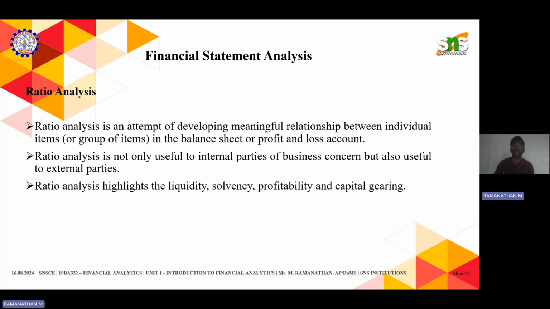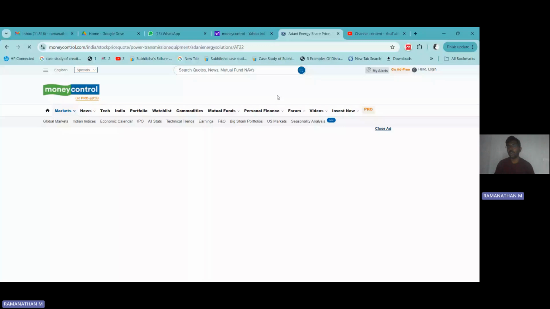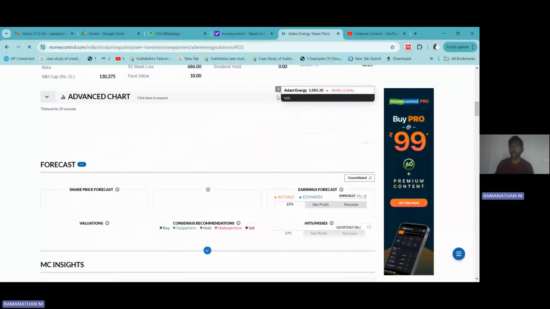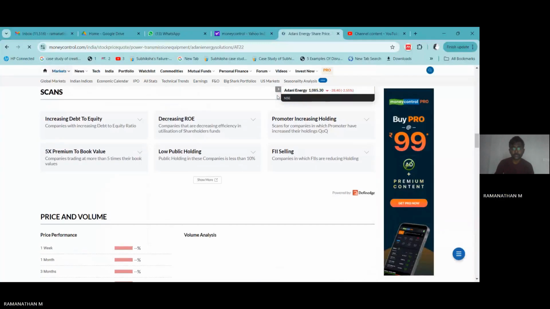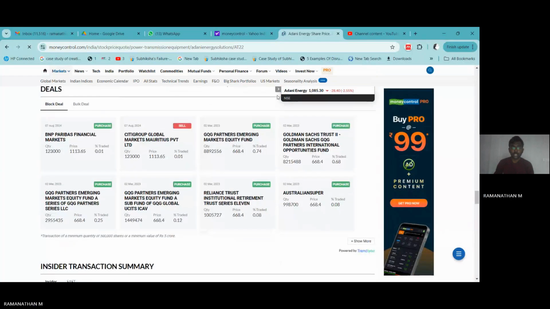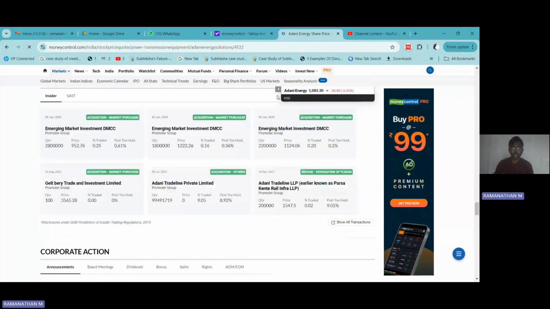So we'll see. Let me help you understand what ratios are available in the markets, so that you will know what the financial ratios are, and have clear clarity about what the ratios are and why they are important as a concern. We'll see one by one.